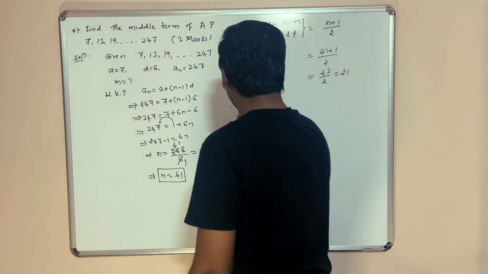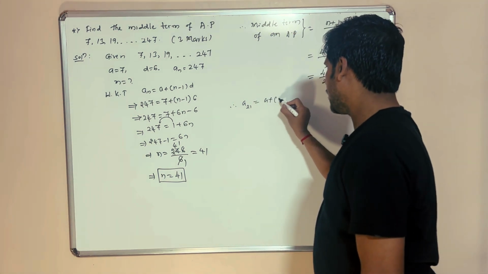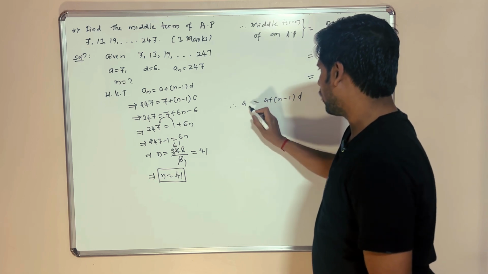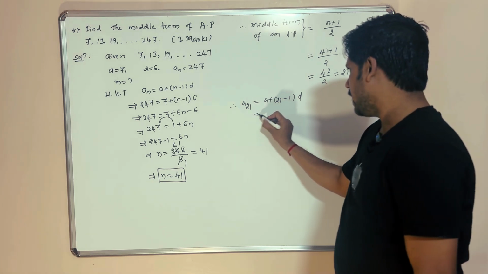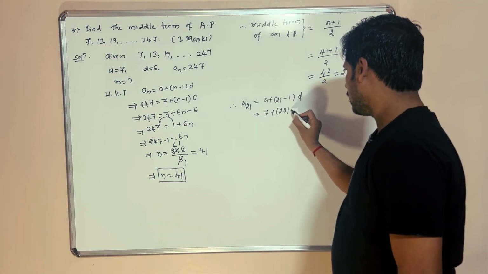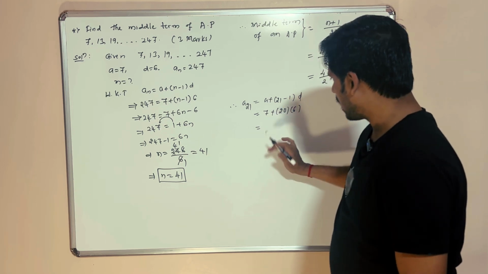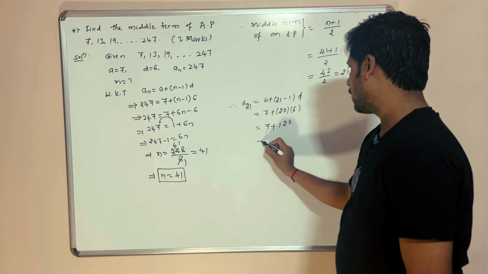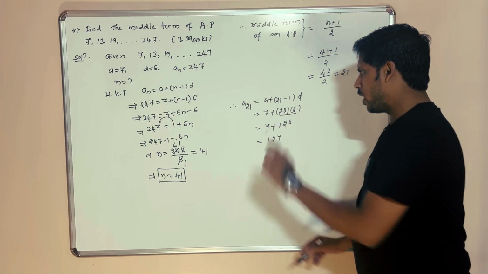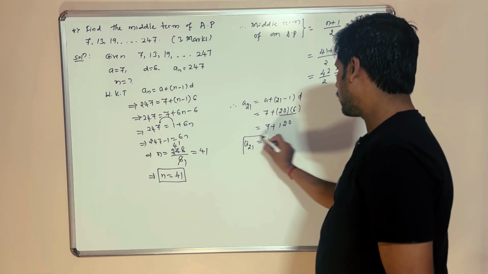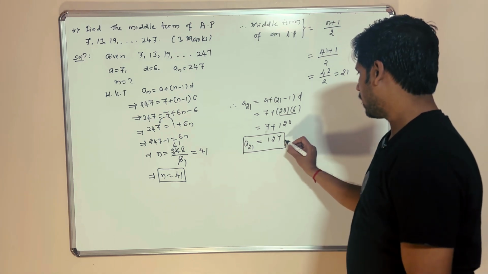Right? So therefore here we have to find a21. Again the formula a plus n minus 1 into d. Apply the an formula. So here n is equal to 21. Right? So a is 7 plus 20 into d, which is 6. 7 plus 120 is equal to 127. 20 sixes are 120. So 120 plus 7 is 127. So the 21st term is 127. 127 is the middle term of the given AP.